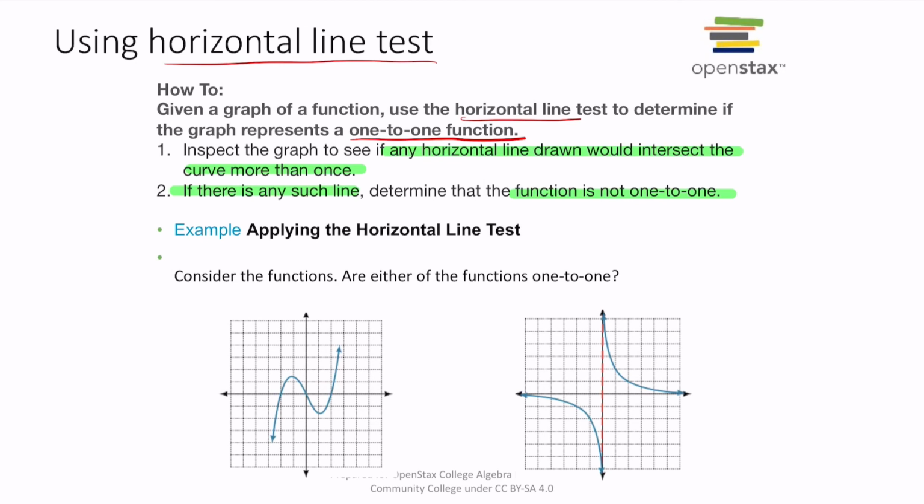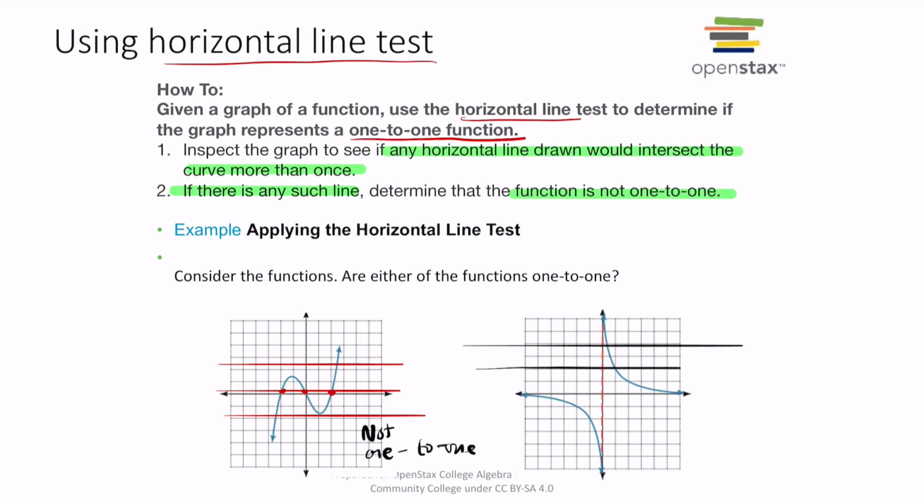Let's take a look at these two graphs. If you draw a horizontal line on this graph, notice that at some point it cuts more than once. So this is not one-to-one. Now on the other graph, anywhere I draw a horizontal line, notice that it only cuts at one single point. It does not cut at any two points there. So this is an example of a one-to-one function.